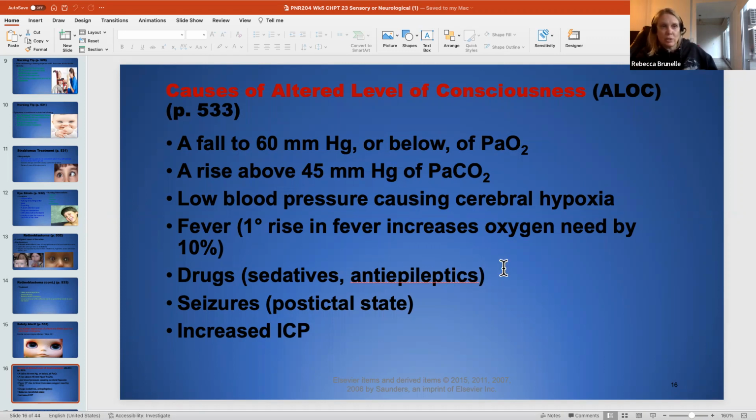Certain medications can cause you to be altered. It's normal for children or adults to be what's called post-ictal after a seizure. When they're done having their seizure, they're altered, they're sleepy, they're groggy. And then finally, the biggest emergency that you would have to worry about would be increased intracranial pressure.